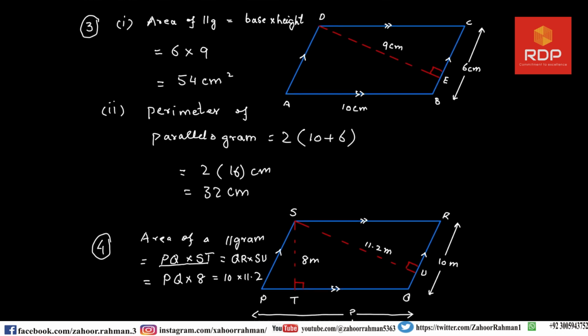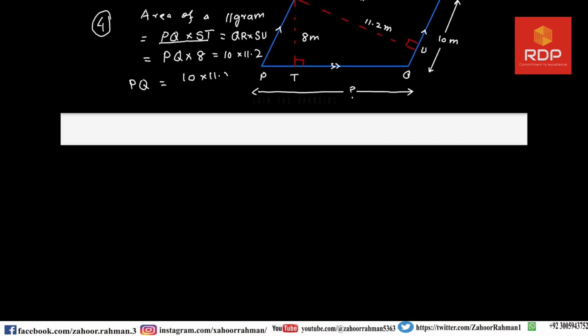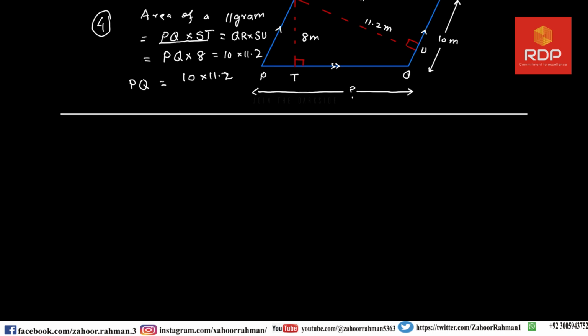Simply we have inserted the values here, and we can say that 10 into 11.2, and then we have to divide it by 8, and after the necessary calculation we will be able to find this value as 14. So the value of this is 14 meter if we are writing the unit.